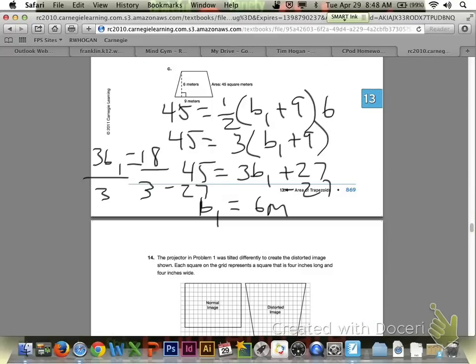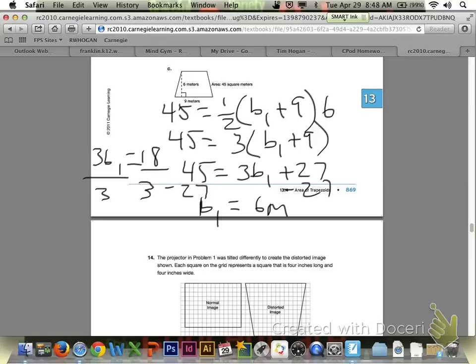If we take a look at letter C, we have to find the length of base 1 up at the top of the trapezoid. This one is a little tricky, so just make sure you follow along with the steps. So we have 45 is equal to 1/2 of the quantity of B1 plus 9 times 6. In the second step, you can see that I have 45 is equal to 3 times the quantity of B1 plus 9. I got that by multiplying 1/2 times 6. That's how I got 3 outside of the quantity. Now if you distribute in, you have 45 is equal to 3B1 plus 27.